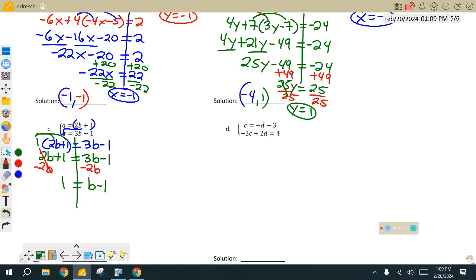Last thing we've got to do is kick everything to the left. Plus 1, I heard. 1 plus 1 is? 0. 1 plus 1 is? 2. Come on, Matt. That's all right. That's okay, Matt. And then b equals 2. B equals 2. That's okay, Matt.